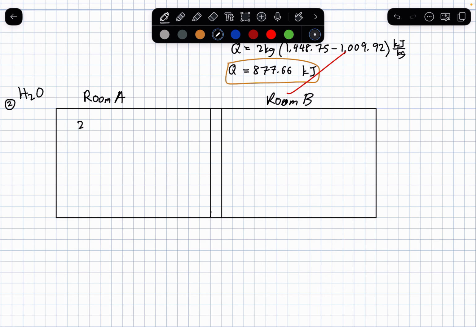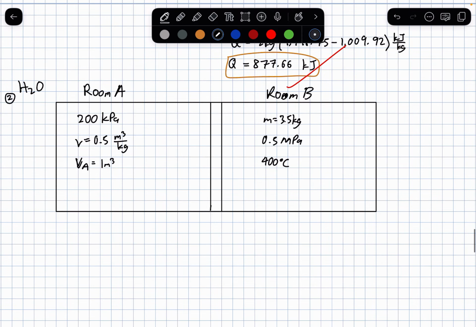Room A is at 200 kilopascals. We have a specific volume information, 0.5 meter cube per kilogram. And then the volume, VA, is 1 meter cube. And in room B, it has a mass of 3.5 kilograms. Pressure is 0.5 megapascals, 400 degrees Celsius temperature. The membrane now ruptures.